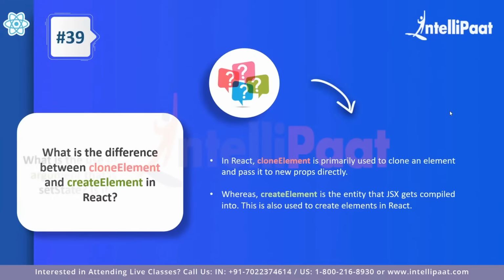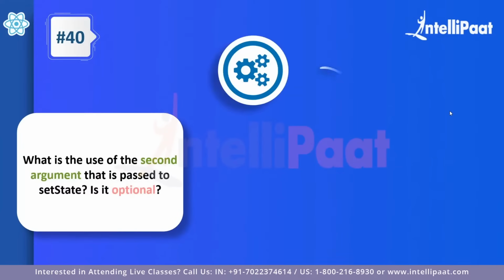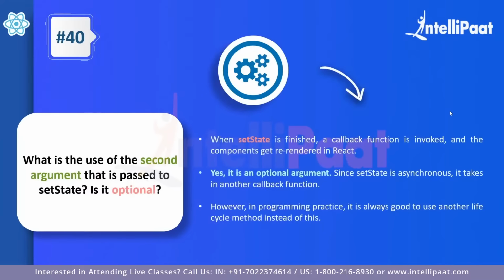So guys, with this we come to the 40th question that states, what is the use of the second argument that is passed on to set state? So we have something called set state and we have a second argument that goes to it. So is this second argument optional or not? Well, the answer is that whenever set state is actually finished, there is a callback function that gets invoked, and then all of the components get re-rendered in React to make sure that the latest render is shown to the user. So when we make use of set state, we have a second argument there.